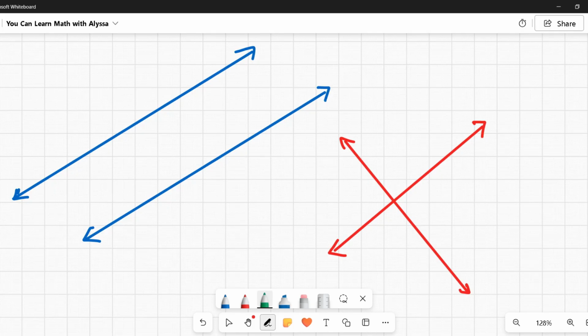When we're talking about parallel or perpendicular lines, we may be looking at their graph or we may be looking at their equations. When we look at their graph, parallel lines are ones that never ever cross and just go on forever not crossing. Perpendicular lines do cross, and when they do, they create a right angle.